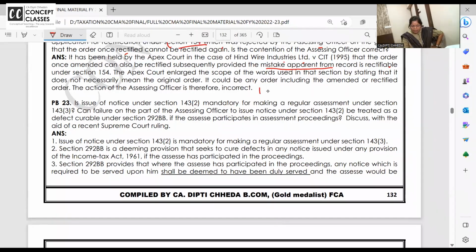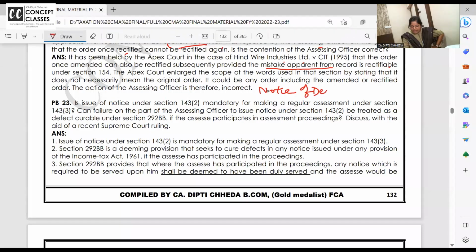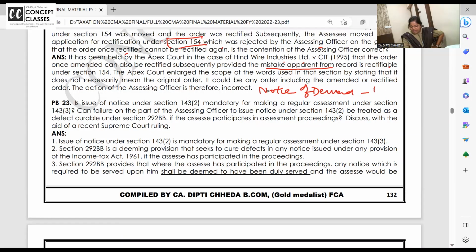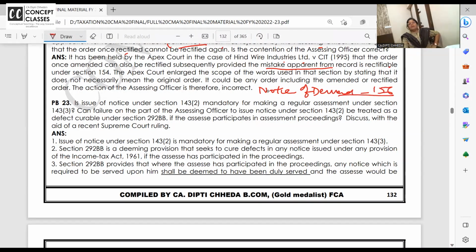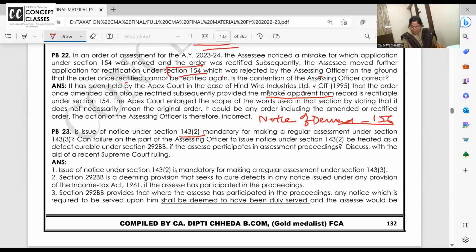And the notice of demand I told you about, just write it down here. I think earlier I had printed it here and I have printed it in another chapter. But whenever they do the rectification of the order, they may reissue the demand and ask you for money, tax under 156. Last one, the issue of notice under 143 to scrutiny notice for making regular assessment.